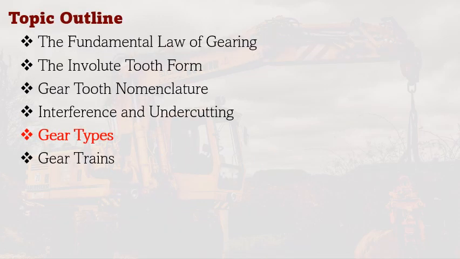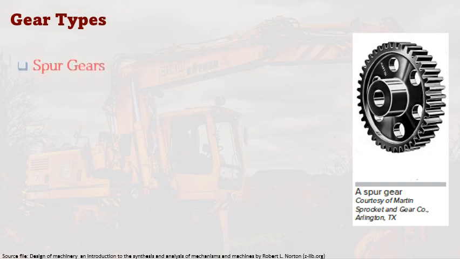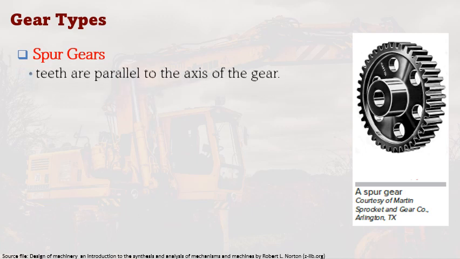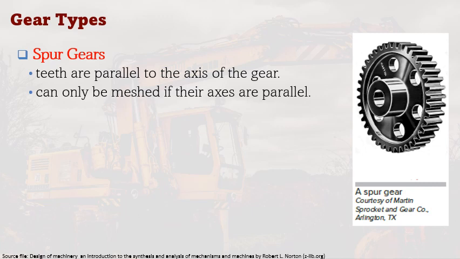So now that we already know the interference and cutting and its effects on the gears, as well as the computation of the various nomenclature in gear tooth, now we can proceed to the different gear types. So the different gear types are, we have first the spur gears. The teeth are parallel to the axis of the gear for spur gears, as you can see here in this presentation. So this is the axis of the gear, and then the teeth are just parallel. They are the most common and can only be meshed if their axes are parallel. So when you mesh spur gears, their axes should be parallel also.